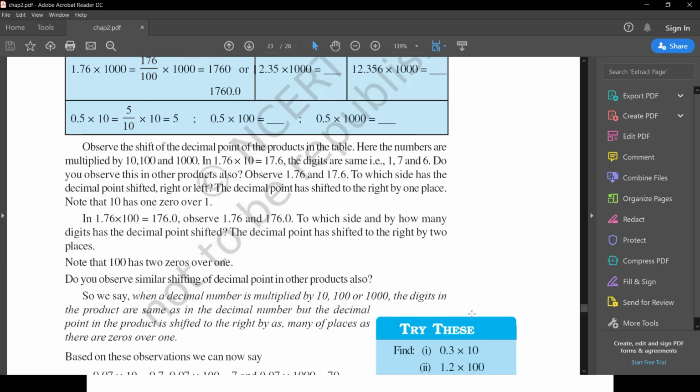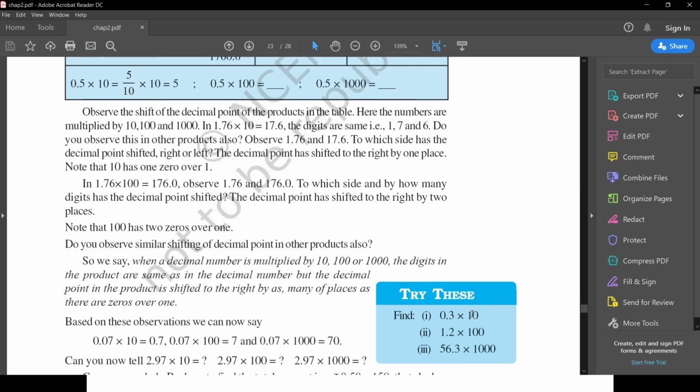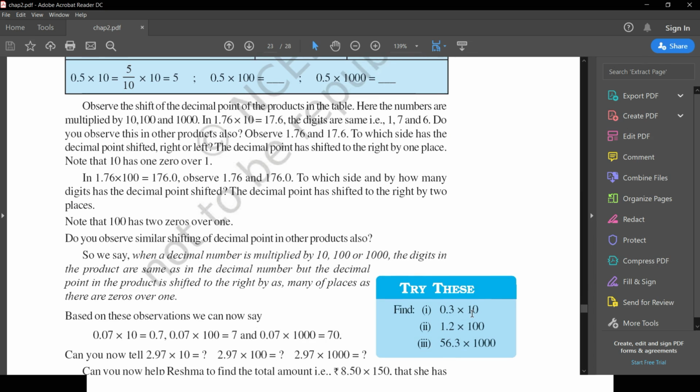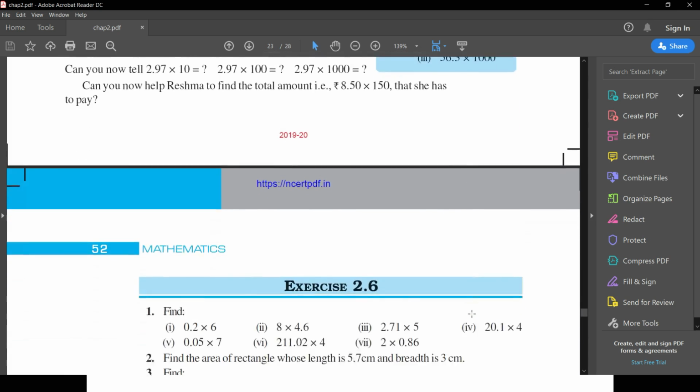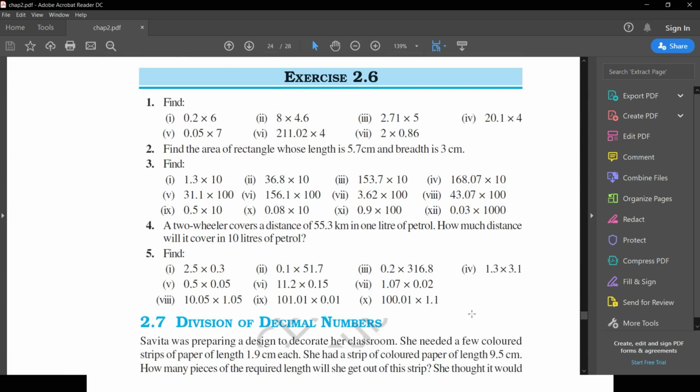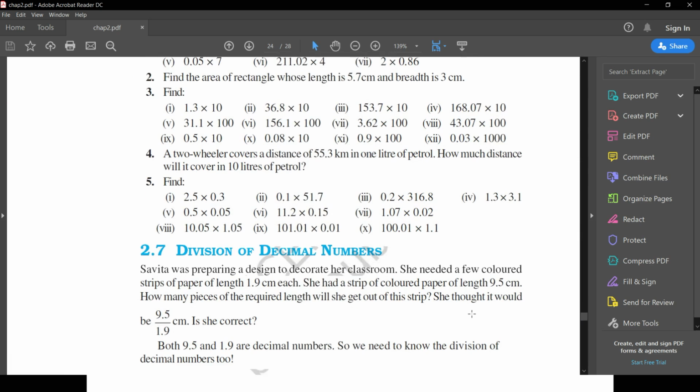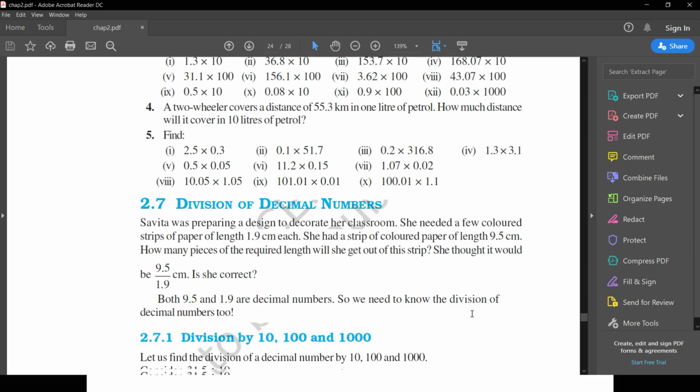So we can say when a decimal number is multiplied by 10, 100 or 1000, the digits in the product are the same as in the decimal number, but the decimal point in the product is shifted to the right by as many places as there are zeros over 1. By keeping this formula, we can put the decimal and obtain the final result.